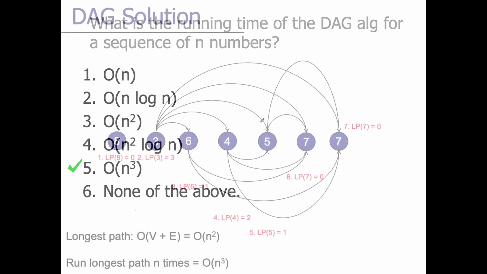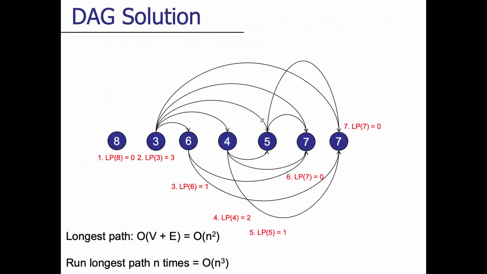Why? Maybe let's have a detailed analysis of the DAG algorithm we have worked out together, all right? If we consider the longest path, the running time of the longest path finding algorithm would be on the order of vertices and edges, which would be O(n squared).